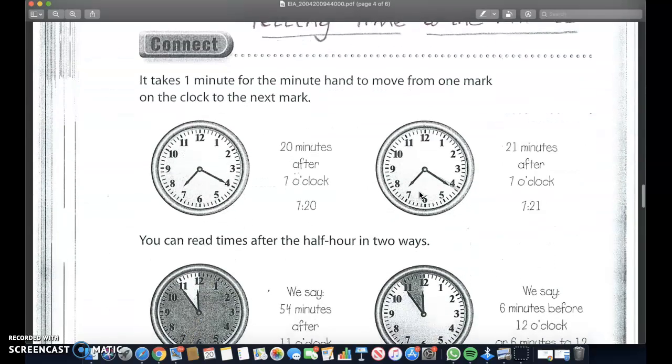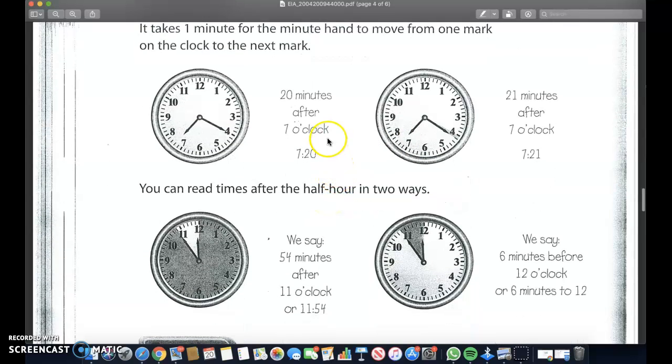Telling time to the minutes. It takes 1 minute for the minute hand to move from one mark on the clock to the next mark. So 20 minutes after 7 o'clock is 7:20. 21 minutes after 7 o'clock would be 7:21.